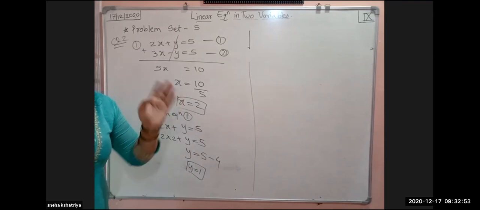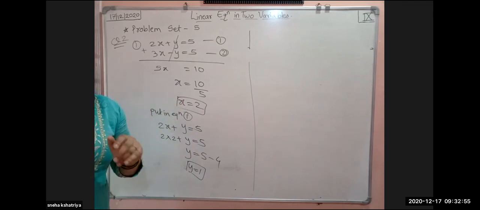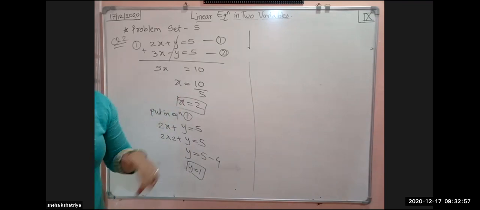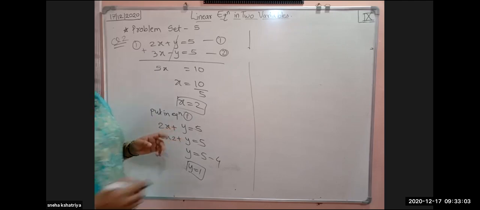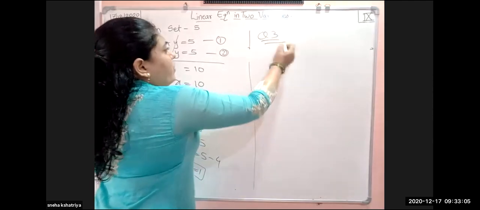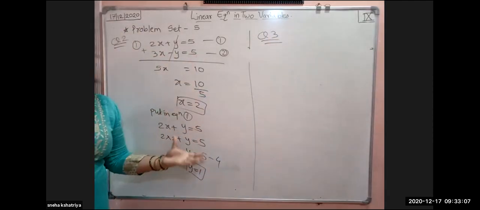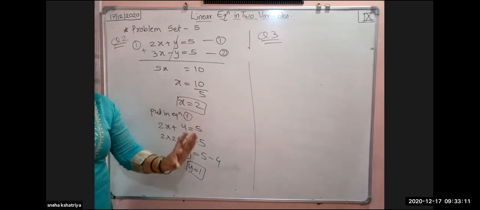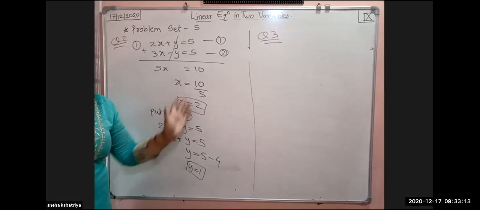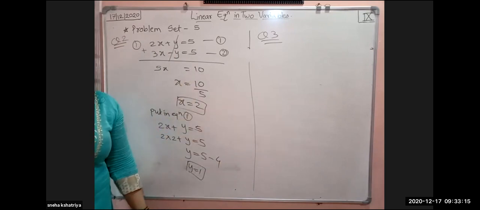Now I am going to take question number 4 directly, because all these questions from question number 2, solve the following simultaneous equation, and question number 3 are homework for you, because every example is the same. In such a method only you have to go. Either use the elimination method or the substitution method.